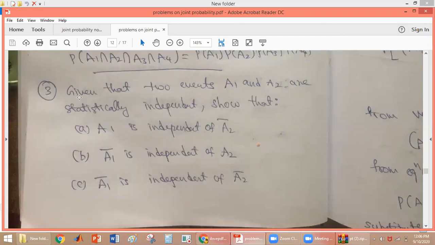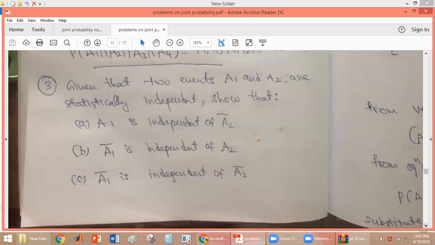Let us discuss this problem here. Given that two events A1 and A2 are statistically independent, show that A1 is independent of A2 complement, A1 complement is independent of A2, and A1 complement is independent of A2 complement. This is one of the properties of events, yes or no? So we have to show this: A1 is independent of A2 complement, A1 complement is independent of A2, and A1 complement is independent of A2 complement.